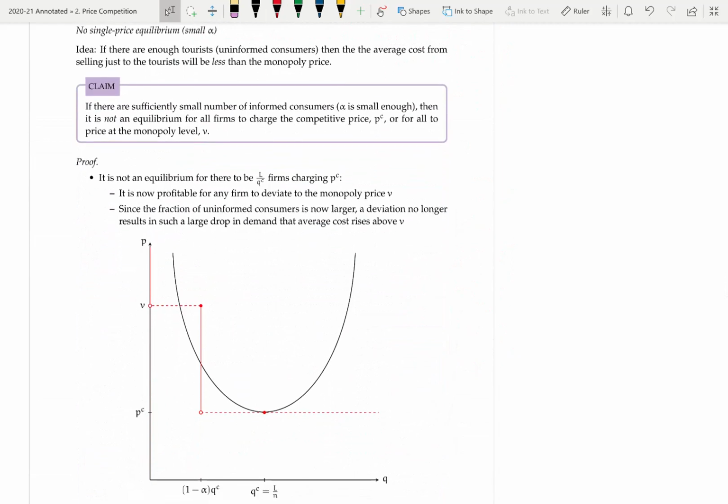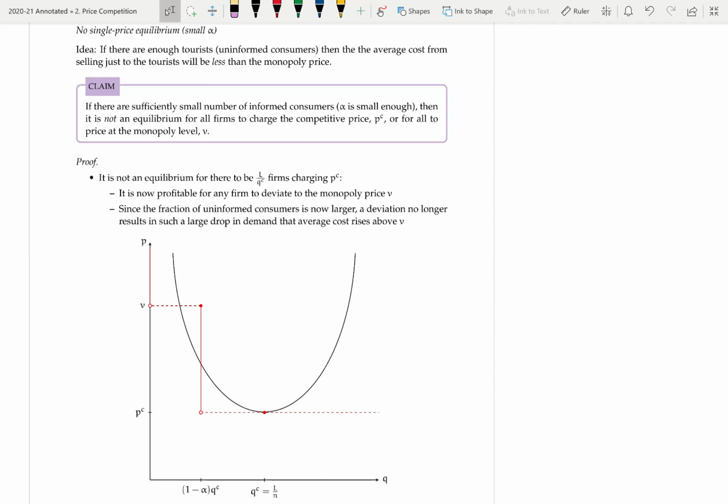So we saw that if alpha were large enough, then it was still in equilibrium to price at the minimum of average cost, like in the Bertrand model. But if alpha is small enough, then it's no longer going to be an equilibrium. The idea is if there are enough tourists, enough uninformed consumers, then the average cost from selling just to the tourists will be less than the monopoly price. So whereas before we showed there was no incentive to deviate from the competitive price PC to the monopoly price V, now there is going to be an incentive to deviate from PC to V when all the other firms are charging PC.